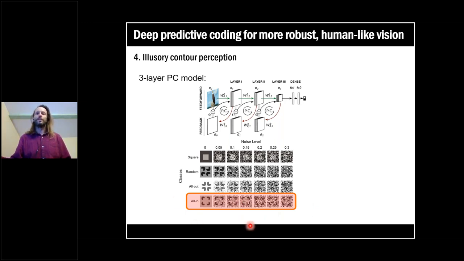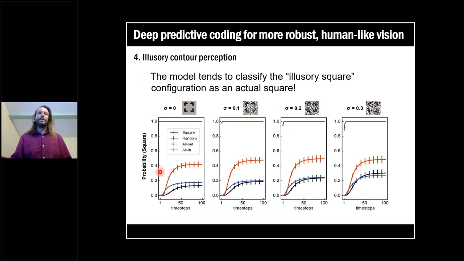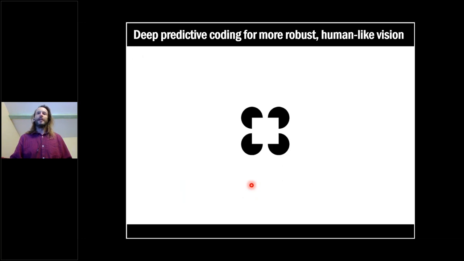So now what about the model? Well, here I show you the probability that the model will say that it's a square, the probability of reporting a square, as a function of time step for different levels of noise and for different patterns. And you see that specifically for the all-in condition in orange, this configuration is 2 to 3 times more likely to be recognized as a square than the other test condition. So that's basically the Kanizsa illusion here.